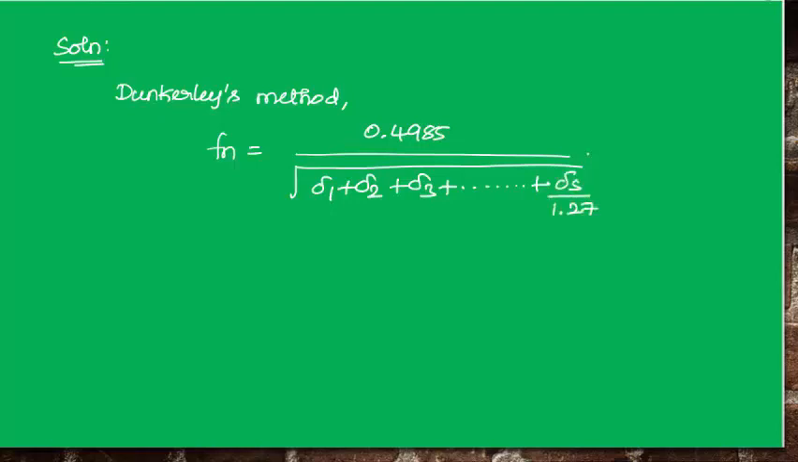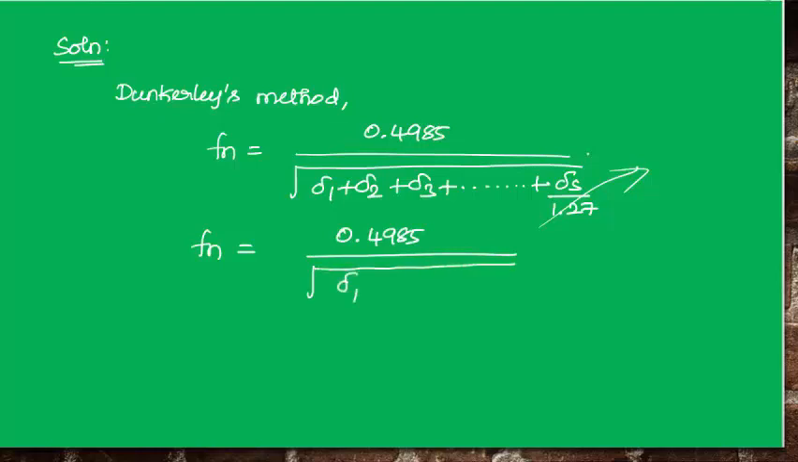Here del 1, del 2 and del 3 are deflections due to the different point loads located on the beam. Del S is the deflection experienced by the beam due to UDL. In the problem there is no data about the UDL or self weight of the shaft, so we can neglect this term, and for the 3 point load conditions we can have the natural frequency formula as 0.4985 divided by root of del 1 plus del 2 plus del 3.